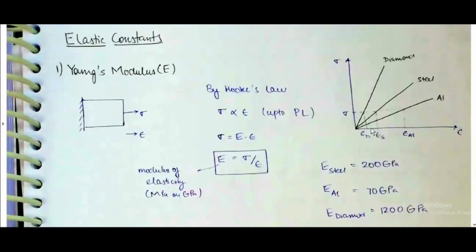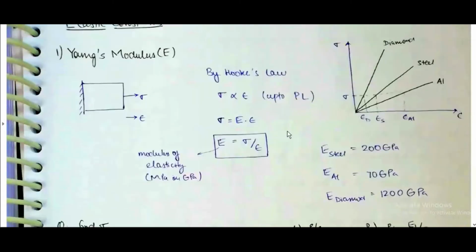In this diagram, we can see sigma versus epsilon: aluminum is here, steel is here, diamond is here. The slope of these diagrams will give Young's modulus. Young's modulus of steel is 200 gigapascal, and Young's modulus of aluminum is 70 gigapascal, which is less than steel. And Young's modulus of diamond is 1200 gigapascal, which is higher than steel.